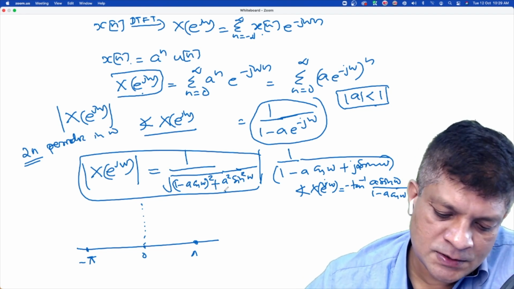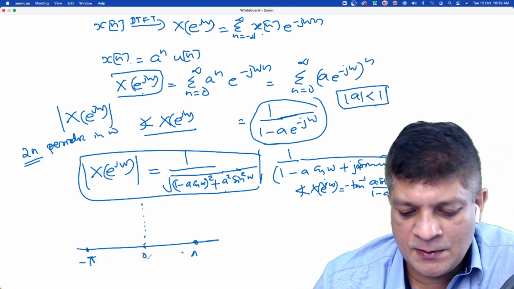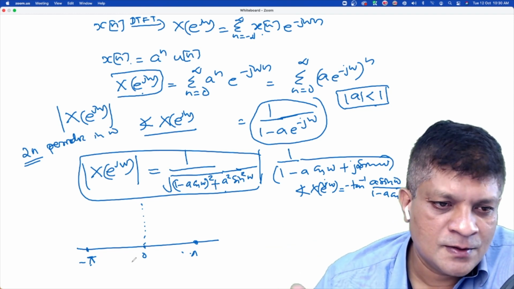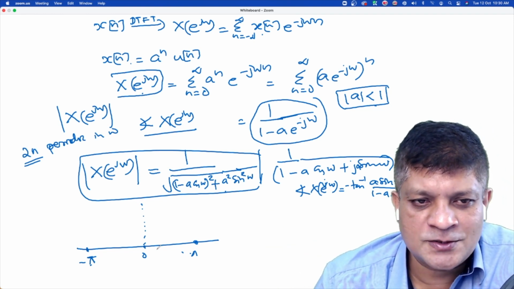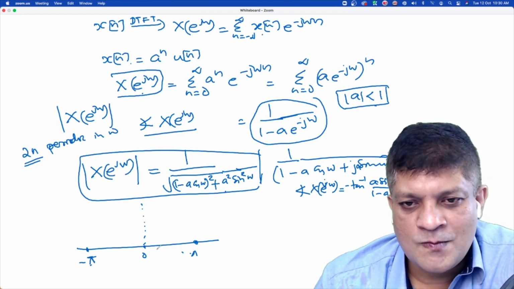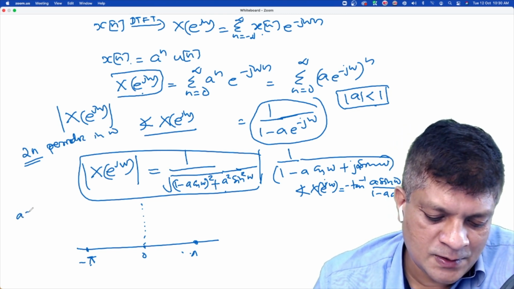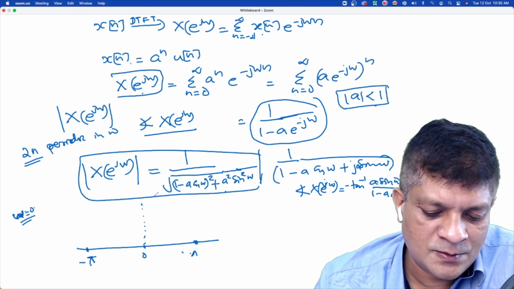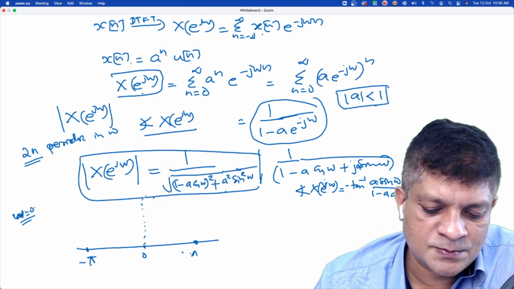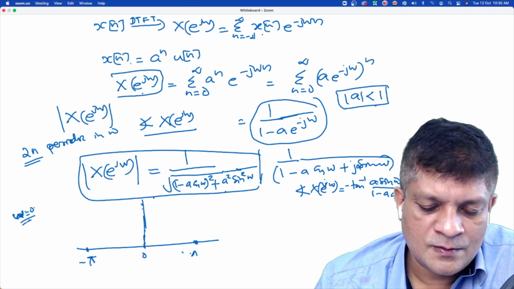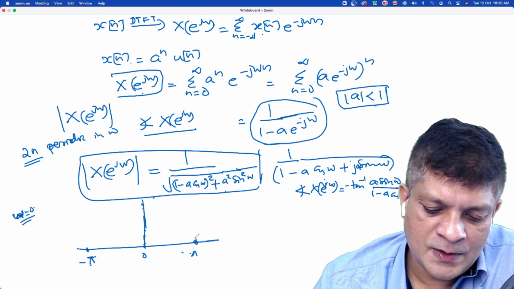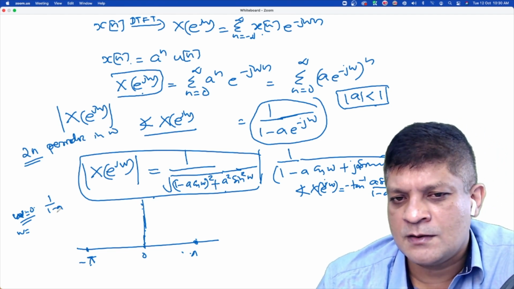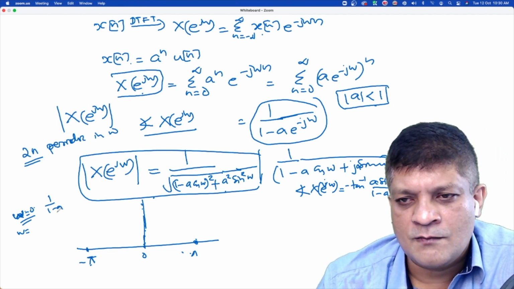That means if we want to sketch it from minus pi to pi, we need to sketch it only from 0 to pi, and take the mirror image. You will get these values from minus pi to 0. Now tell me what is the value at 0? When omega is 0, what is the magnitude? Suppose I am sketching the magnitude spectrum. It is 1 by 1 minus a. And what is the value at pi?